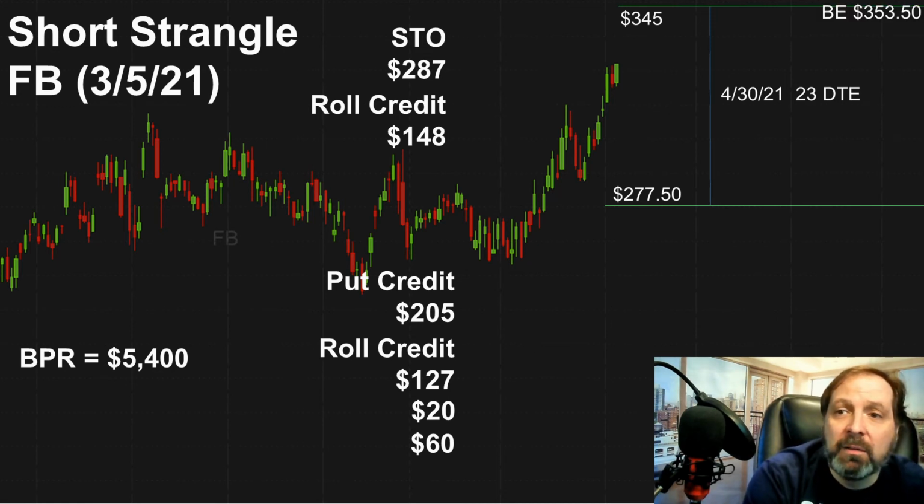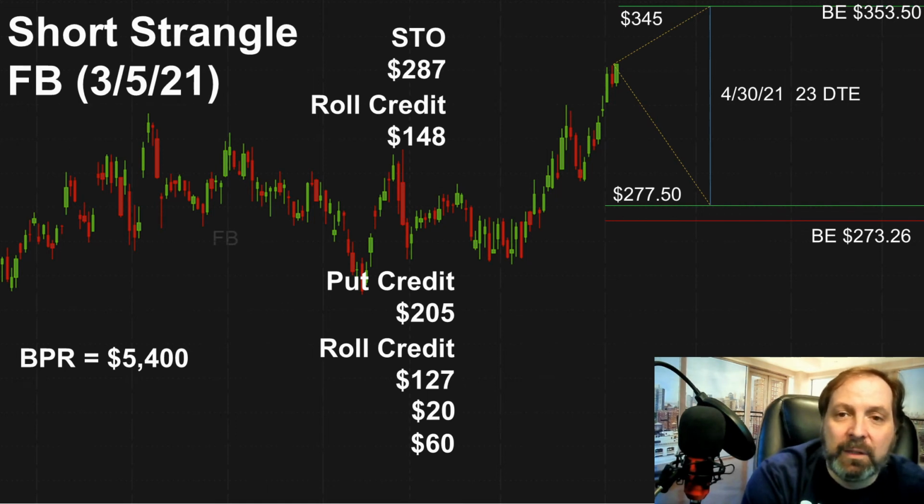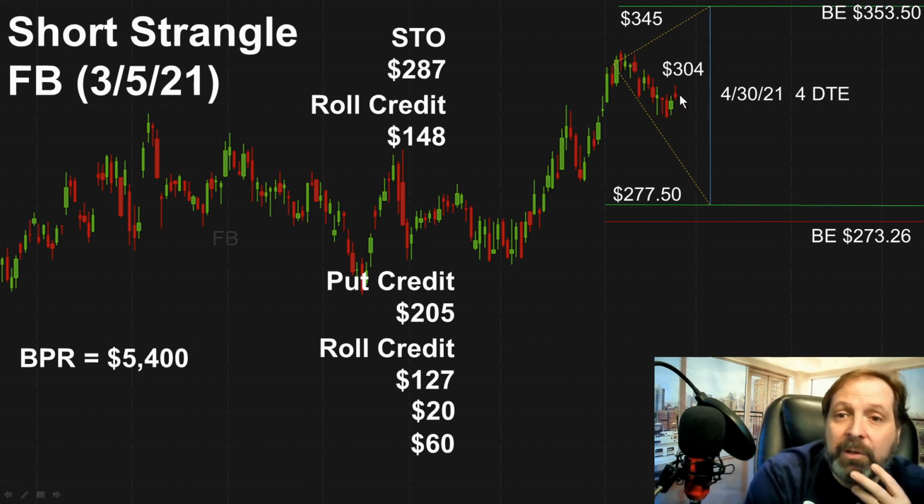My break even on the top side was 253, and my break even on the bottom side was 273. So I'm sitting pretty happy with this trade. I need to stay in this window and let's see how it goes. Here we go. Some days pass by and it stays right within my triangle, and I'm actually quite happy. The price moved to 304. It's very well centered and this is a great position to be in.